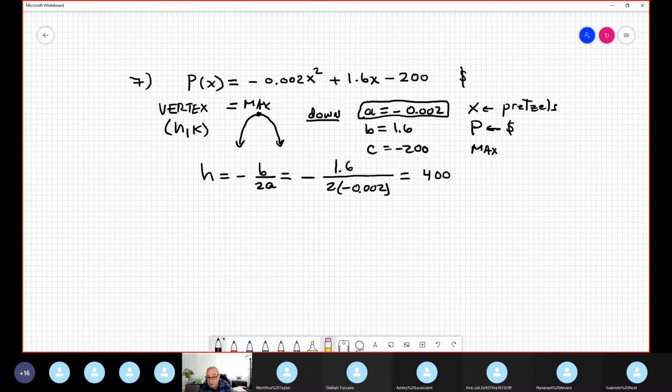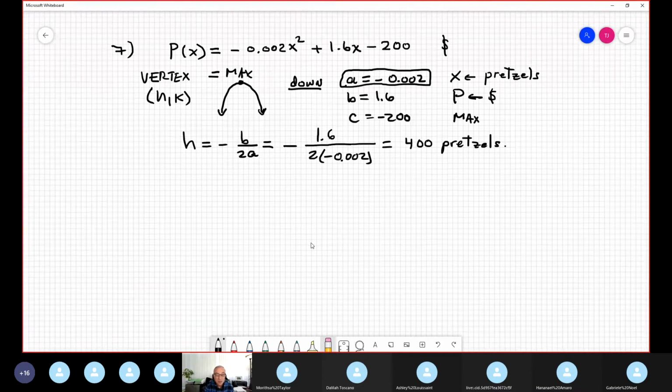Interpretation: 400 what? Pretzels. This is the amount of pretzels that you need to sell in order to maximize the profit. Any question? Super easy. One problem like that in the test, and another word problem about this kind of situation where we have a quadratic. The second problem, number 8, everything is clear? Clear or confusing? Clear?